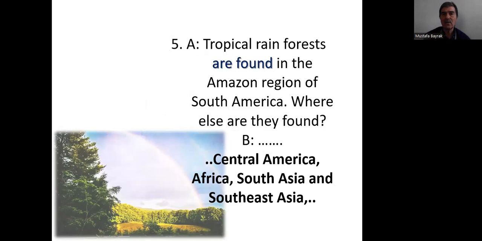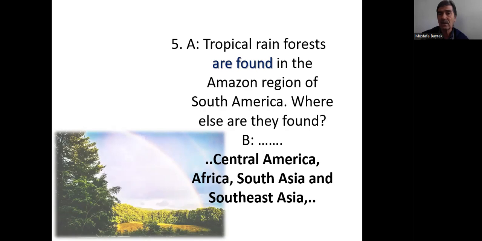Tropical rainforests are found in the Amazon region of South America. Yes, passive sentence. Tropical rainforests are found in the Amazon region of South America. Where else are they found? Remember, our verb is one of the variations of to be: am, is, are, was, were, being, be. So here, are. Where else are they found? Just like making a to be sentence. So they are found. Okay, find, found, found. They are found in Central America.